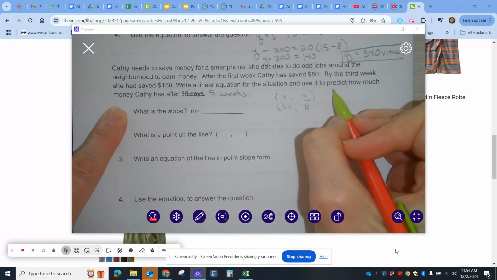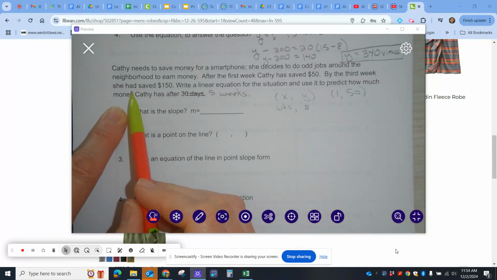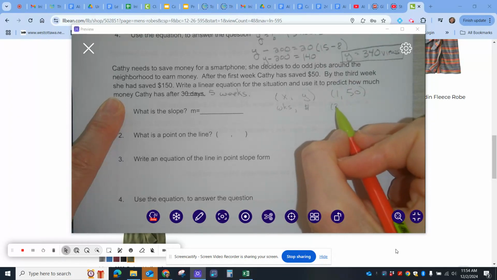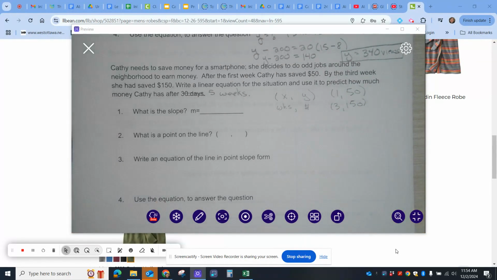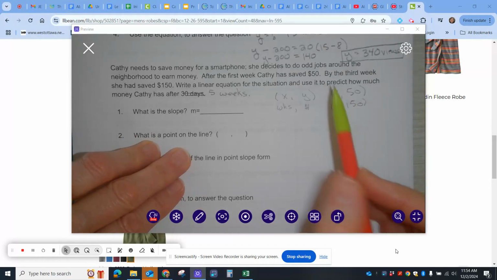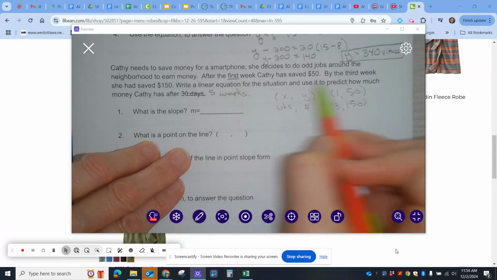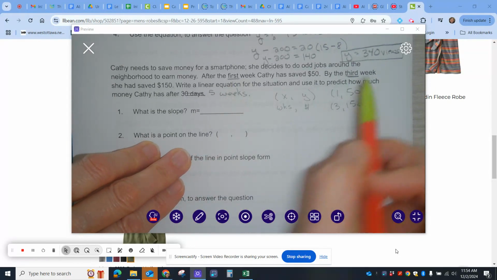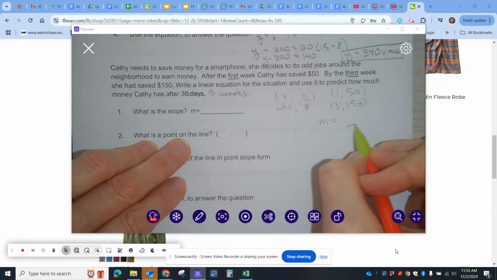So that means I have a coordinate point of 1 week, $50, and then it says by the third week, she's saved $150. Now some of you right now may have already calculated the rate in your head. This is a pretty basic rate, but if you haven't, you need to notice those are points. And then read carefully. They didn't give you a number here, but they said the first week, so that's a 1, and then they said the third week, that's a 3. So let's use our slope formula.